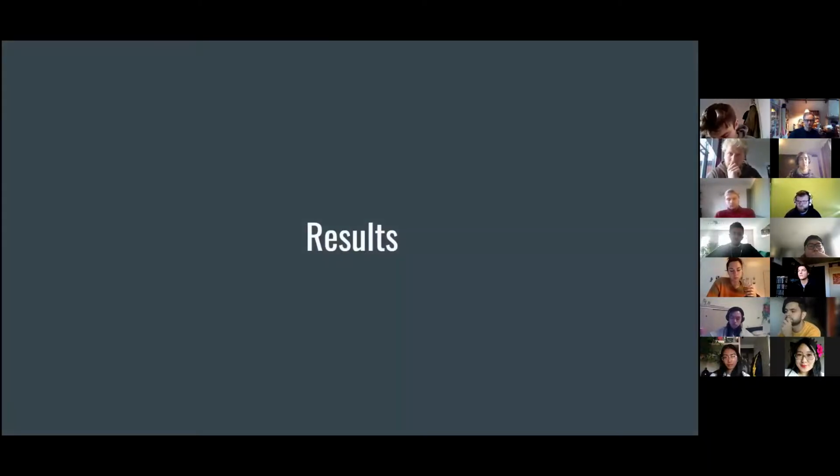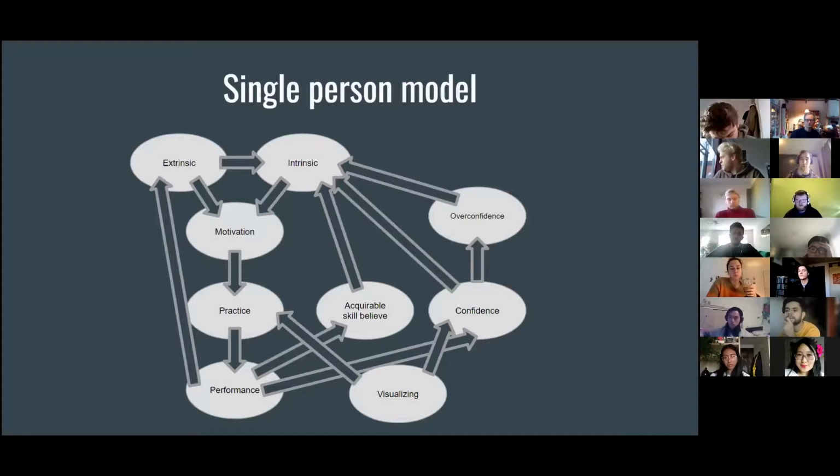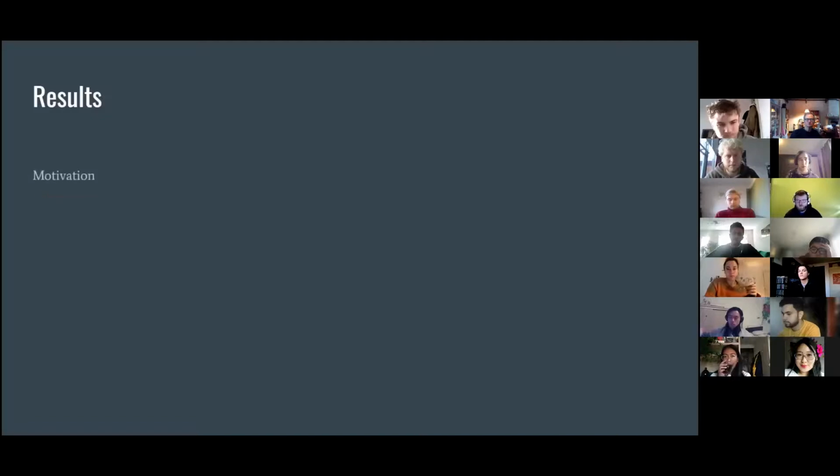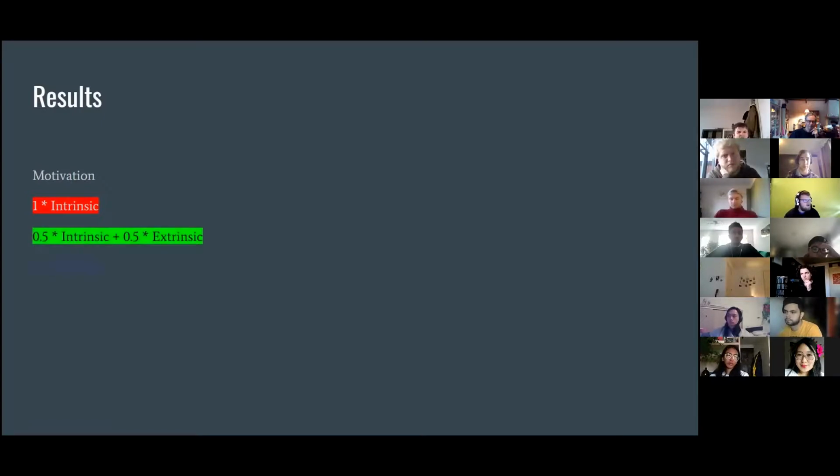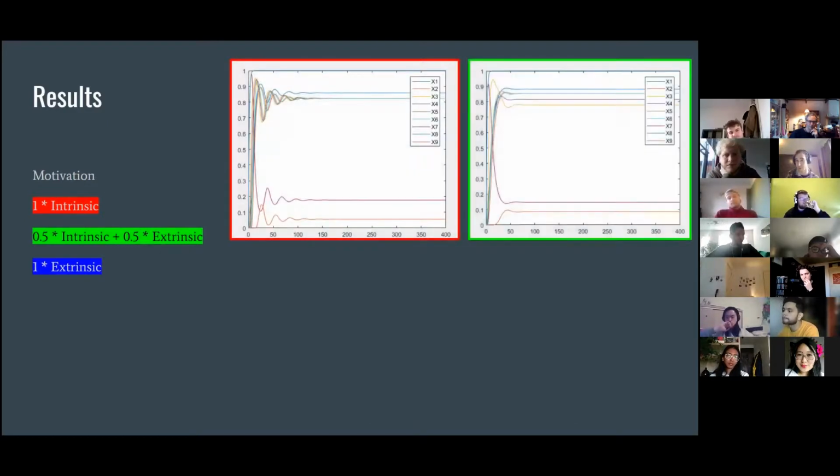So now we'll go through several simulations to see how our research question will be answered. First, we have a single-person model where, in this presentation, we will solely focus on the motivation. So in our first simulation, we see what happens if we change the importance of intrinsic and extrinsic motivation going into motivation. So first case, we have that the motivation is 100% intrinsic motivation, one case where it's 50-50, and one case where it's 100% extrinsic, and then we get these three results.